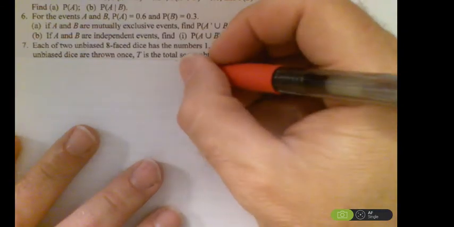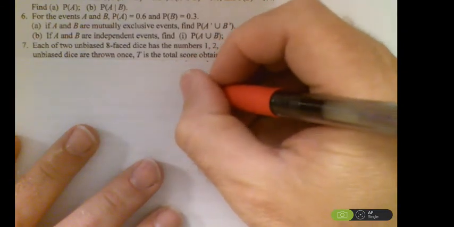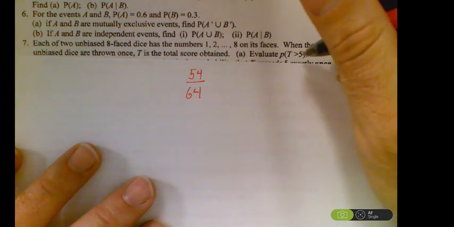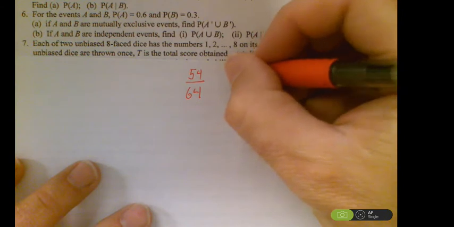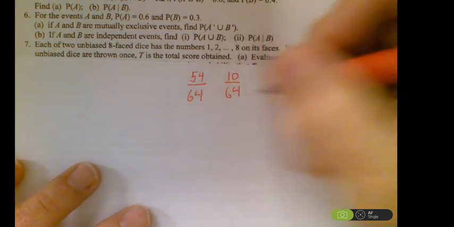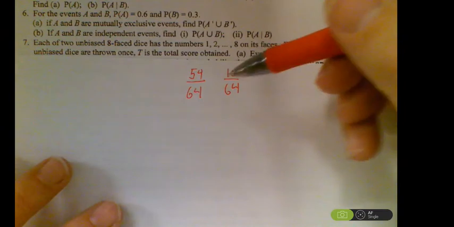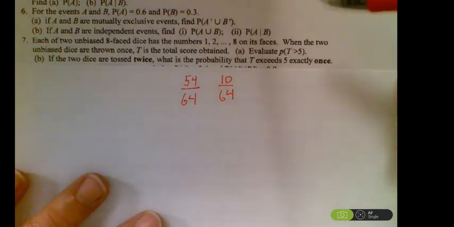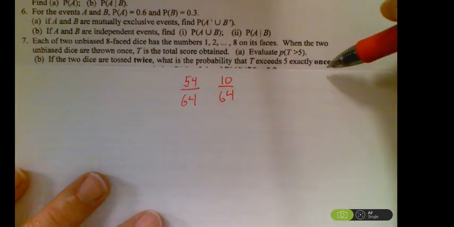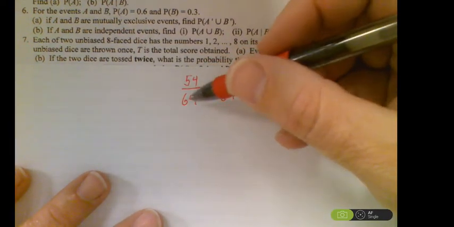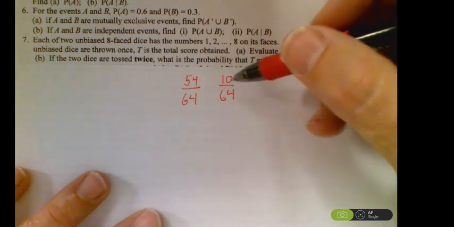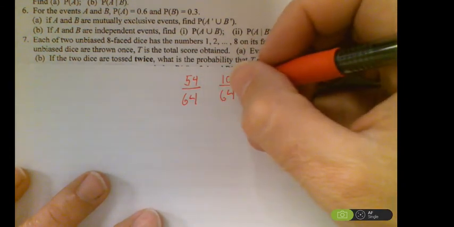So in this case, we saw that the probability that it's greater than 5 was the 54 out of 64. So that must mean that the probability that it is not greater than 5 was the other 10 out of 64. So let's look at both scenarios. If we're going to say that the sum exceeds 5 exactly once, that means I could have the case where on my first toss it was greater than 5, and on my second toss it was not greater than 5.